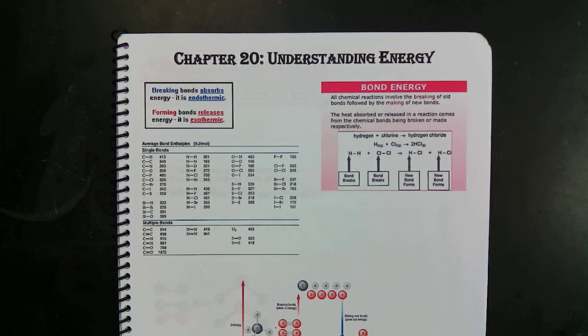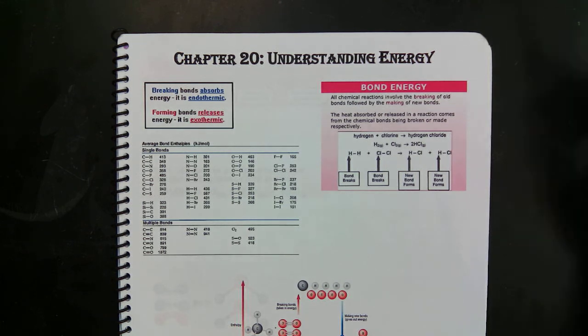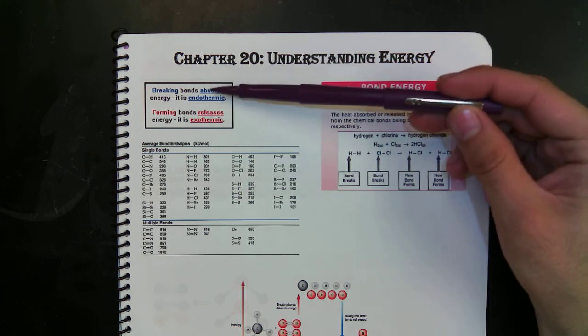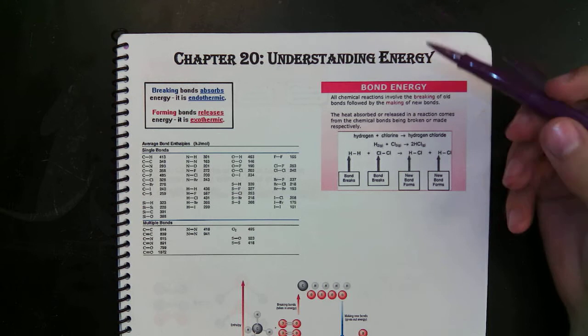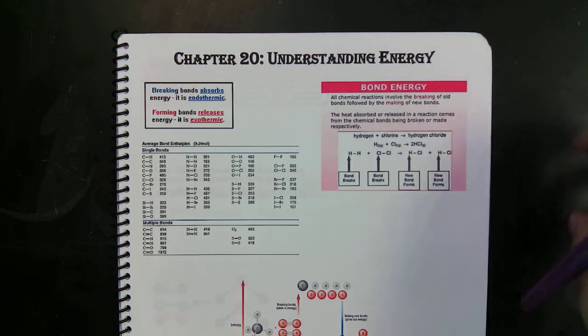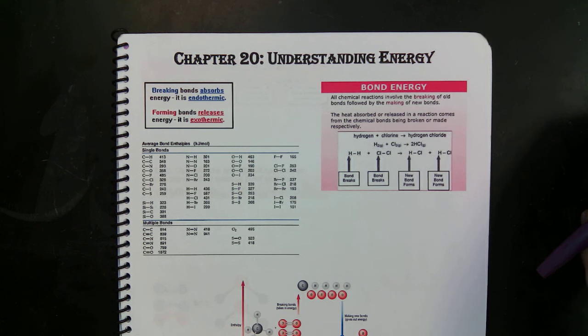Chapter 20, our last one, was called Understanding Energy, and we really were focusing on breaking bonds, forming bonds, and the implications that had on a chemical reaction. We introduced the idea that if we were going to break bonds in a compound, that's an endothermic process because the bonds have to absorb energy to break, to pull those atoms apart from one another.